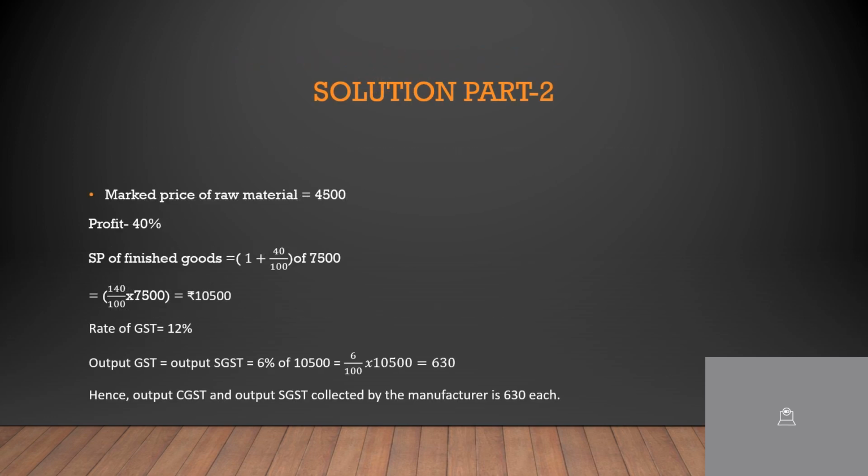Next, the solution of part 2. The cost price of the raw material is 7,500. Here the profit is 40%, and the SP of the finished product will be 1 plus 40 by 100 of 7,500. So the answer will be 140 by 100 into 7,500, which is equal to 10,500.